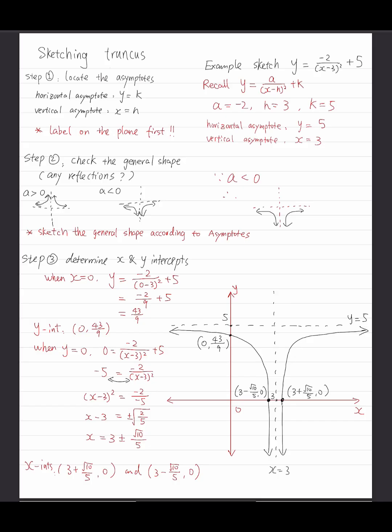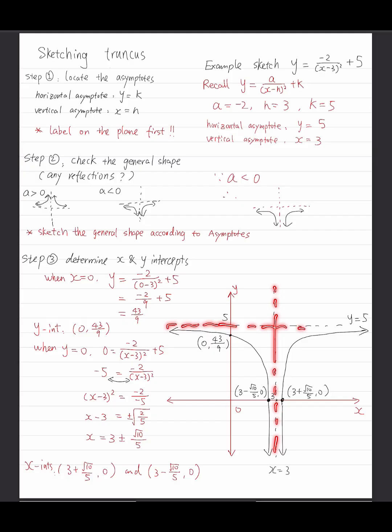Here, we're asked to sketch this truncus. The first thing is to recall the general rule, y equals a over (x minus h) squared plus k. Notice a is negative 2, h is positive 3, and k is positive 5. Then we can identify the two asymptotes. The horizontal asymptote is y equals k, which is 5. The vertical asymptote is x equals h, so x equals 3. Once you identify the two asymptotes, you can start sketching them on your plane.